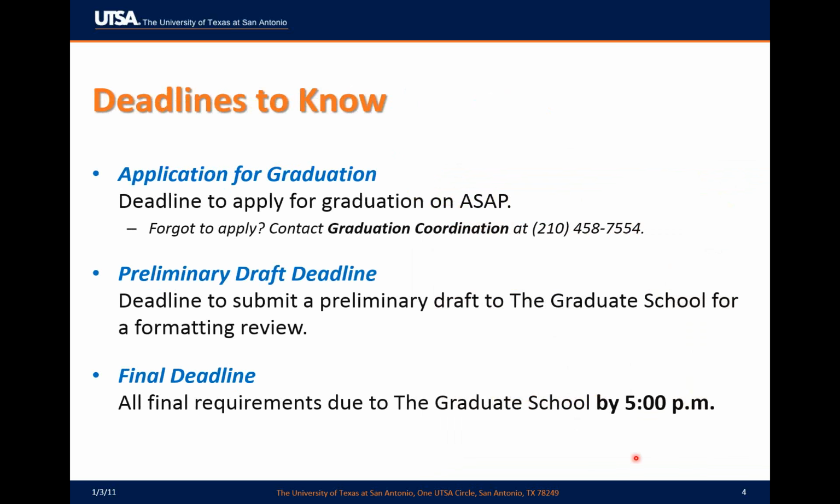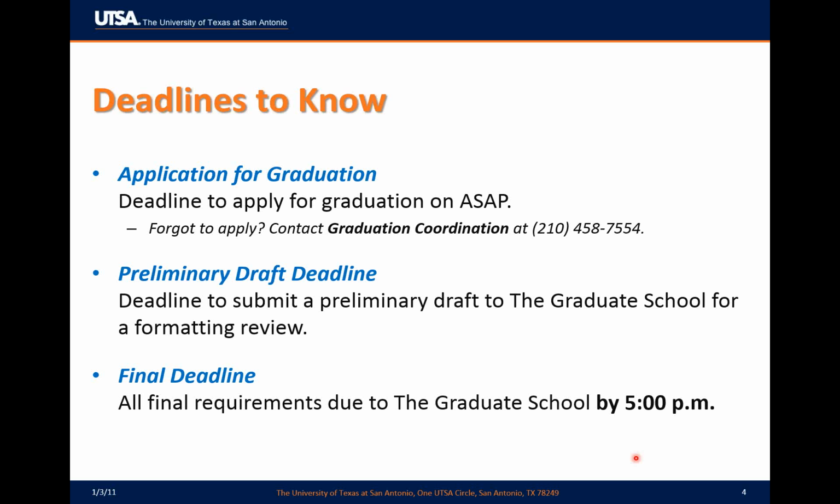So, first things that you need to know when you hit your graduation semester and you're getting ready to do your formatting and defend, etc., there are several deadlines that you need to know. The first one that you need to know is the deadline to apply for graduation on ASAP. This deadline is actually controlled by the Graduation Coordination Office, which is in the Office of the Registrar. So this is not a graduate school deadline. It does vary from semester to semester, and it's important that you know it.